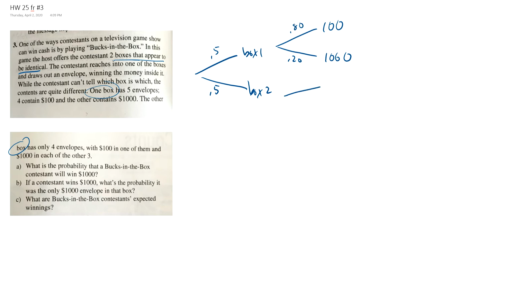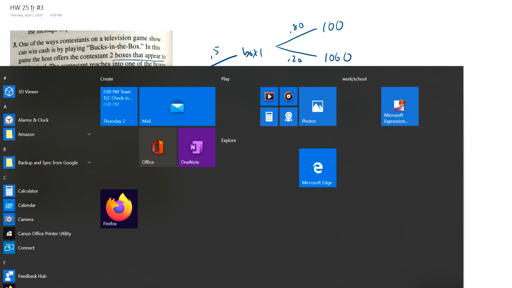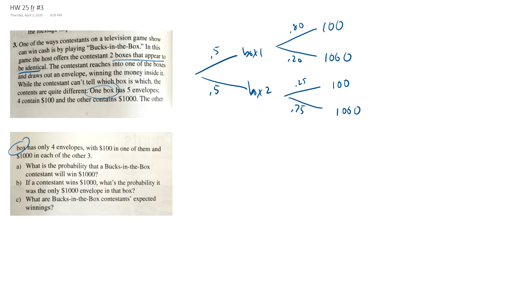Box 2 has 4 envelopes, $100 in one of them and $1,000 in the other 3, so 25% and 75%, right? Since there are 4 envelopes total, 3 out of 4 is 75 and 1 out of 4 is 25. Here there are 5 envelopes, 1 out of 5 is 20, 4 out of 5 is 80. Okay, so now what does question A ask?